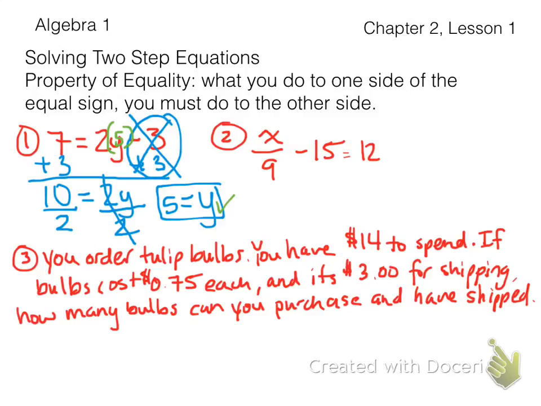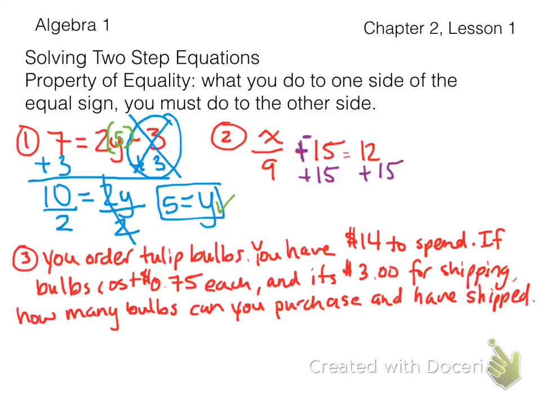And you guys can always add the opposite, because adding the opposite will get you that true statement that you need, so that you can figure out what the opposite of what's going on is. So if I have minus 15, or plus negative 15, the opposite of that would be plus 15. So I'm going to add 15 on both sides.